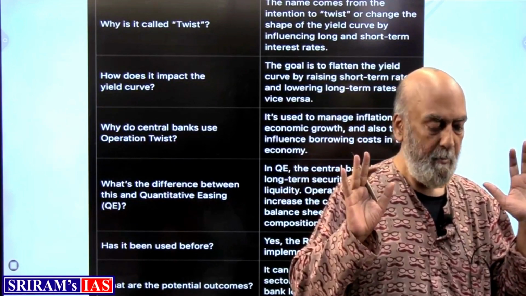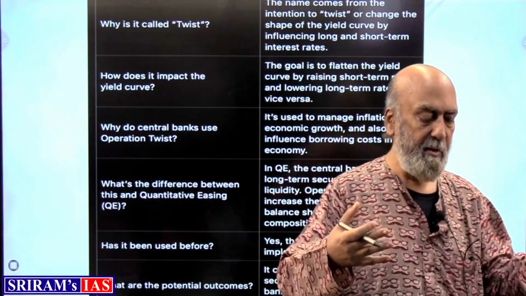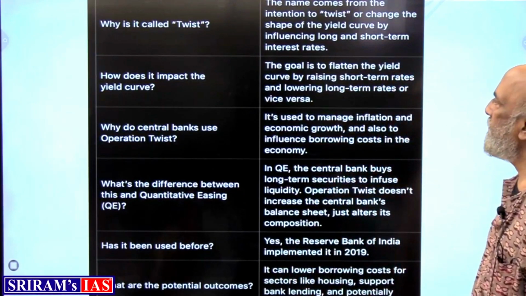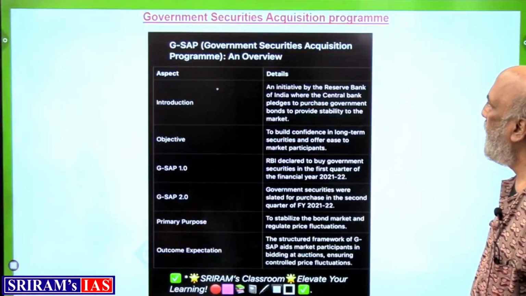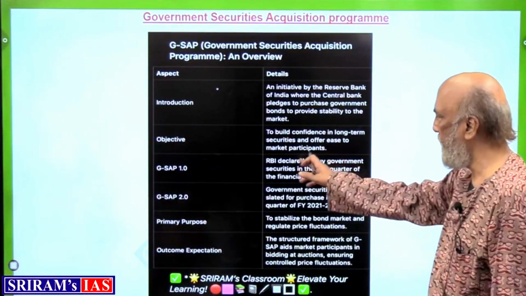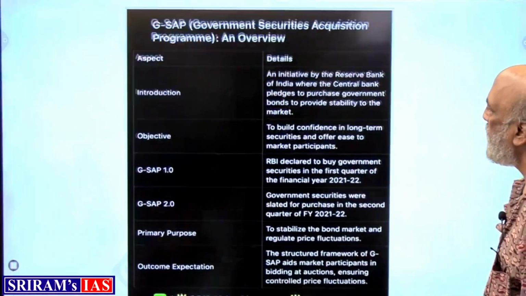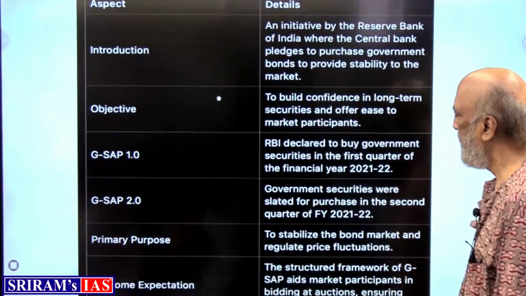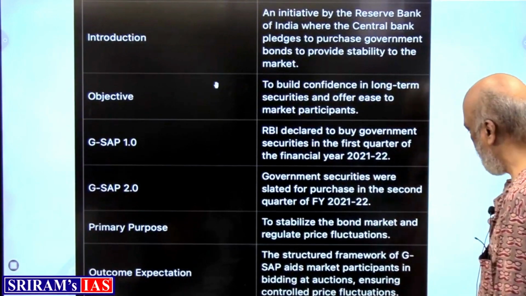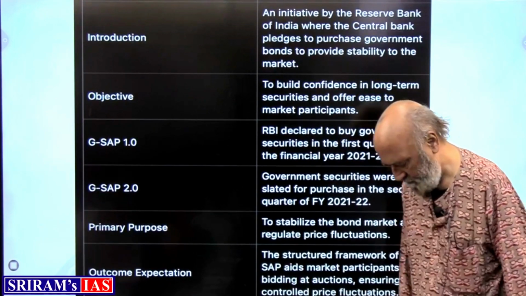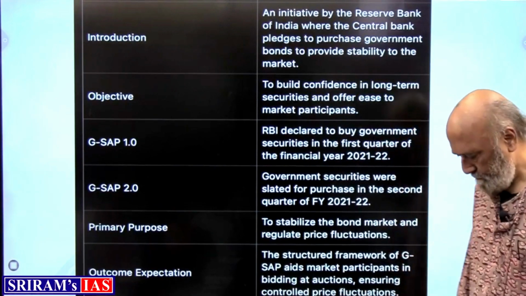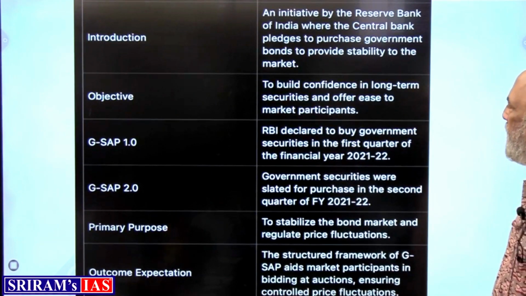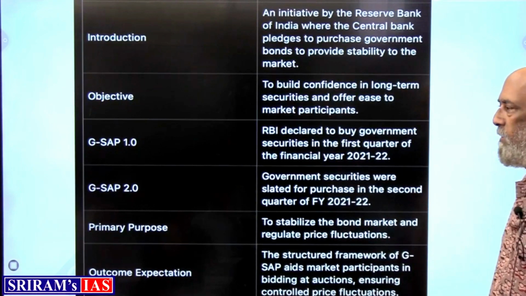Sir, I just got confused in the twist and the... You revised it? Yes, sir. Okay. This is twist. Not this. GSAP. Okay, GSAP, please. Take it slightly higher so that they can see, Sriram Sir.